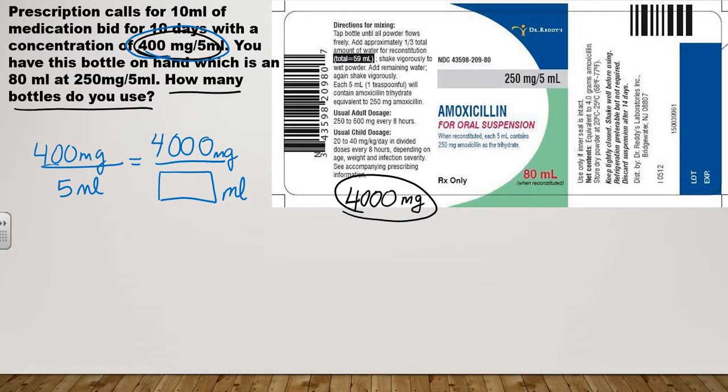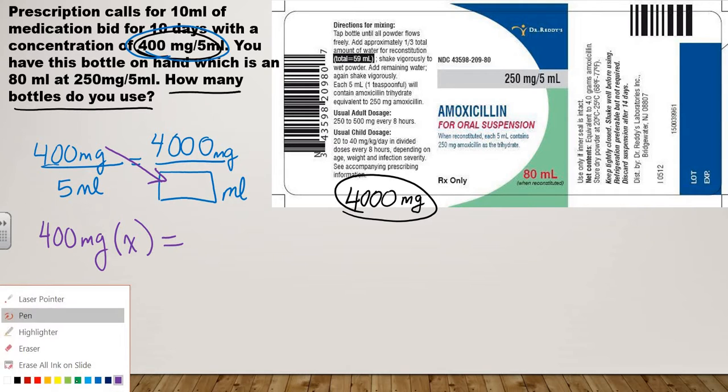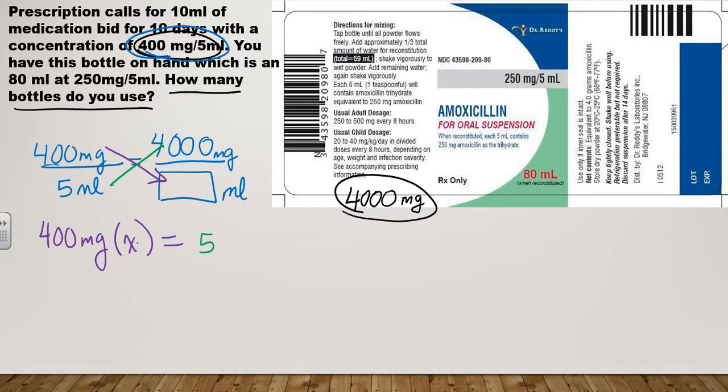So how many milliliters could I get at that concentration? And remember, our goal is to get 200 milliliters. So we're going to cross multiply. So I have 400 milligrams times X equals X milliliters. 5 milliliters times 4,000 milligrams. The opposite of timesing is dividing, so I'm going to divide by 400.